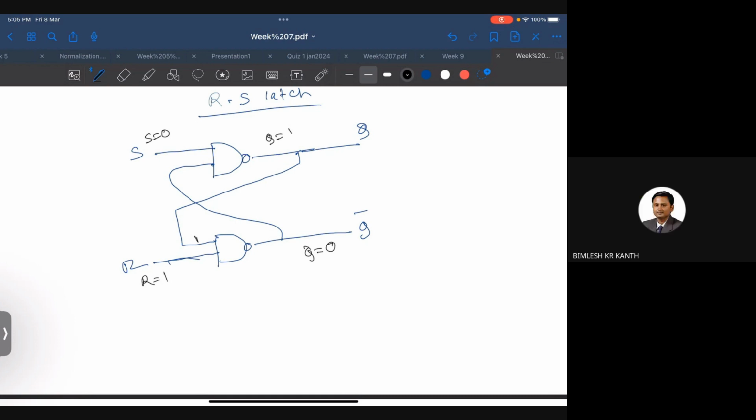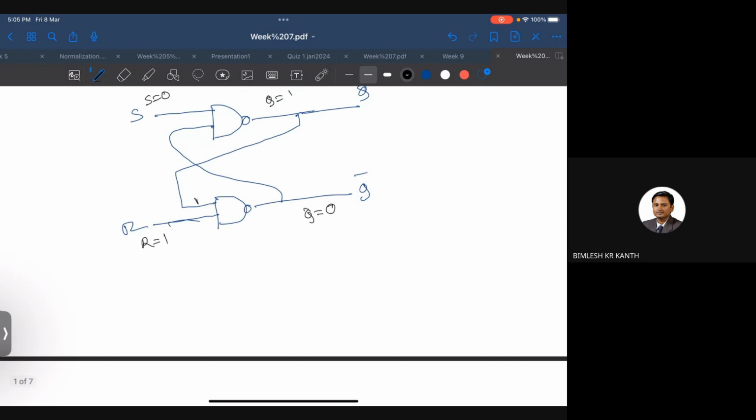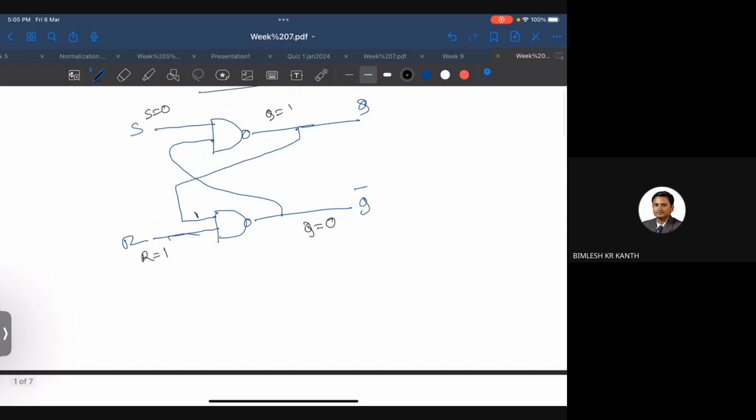But then 0 is being fed into the upper one also, no? Yeah, so it is fed. So what will happen? Again 0, and it will be 1, right? Q equal to 1 and Q bar correct. Even if R is 0, then also it will be like that only.